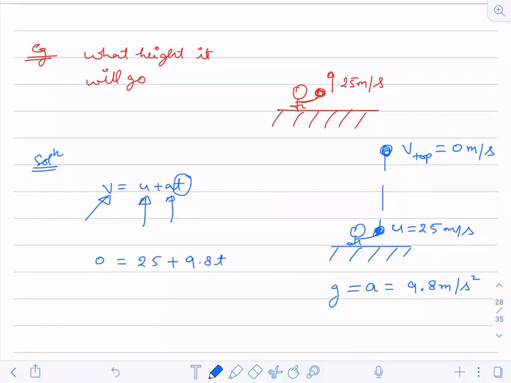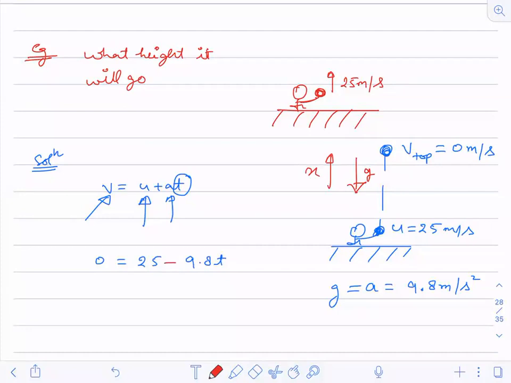Now you tell me, is acceleration due to gravity in upward direction or downward direction? It is in downward direction. Is the ball moving in upward direction or downward direction? Upward. So the ball is moving in upward direction, acceleration due to gravity is in downward direction. So I cannot use a plus sign here.